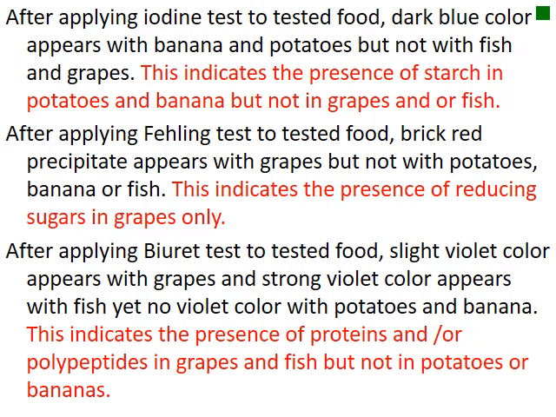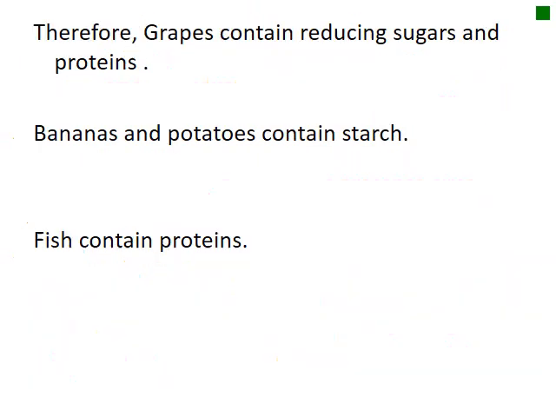After applying Fehling test to the tested food, a brick red precipitate appears with the grapes, but not with potatoes, banana, or fish. This indicates the presence of reducing sugars in grapes only. After applying Biuret test, a slight violet color appears with the grapes and a strong violet color appears with fish, yet no violet with banana and potatoes. This indicates the presence of proteins and or polypeptides in fish and grapes, but not in potatoes and banana. So we can indicate that grapes contain reducing sugars and proteins, banana and potatoes contain starch, and fish contain proteins.